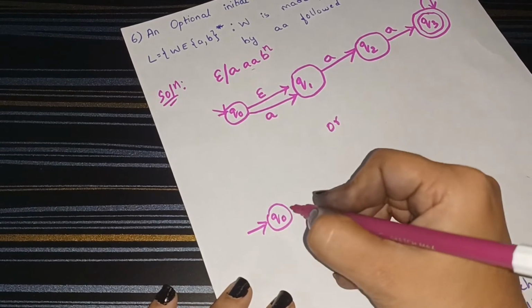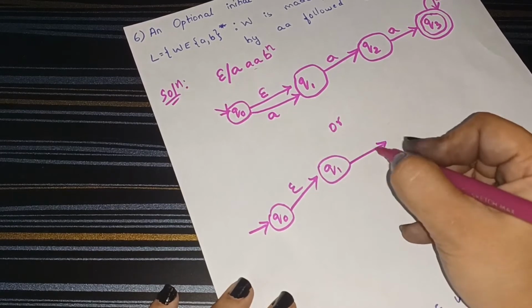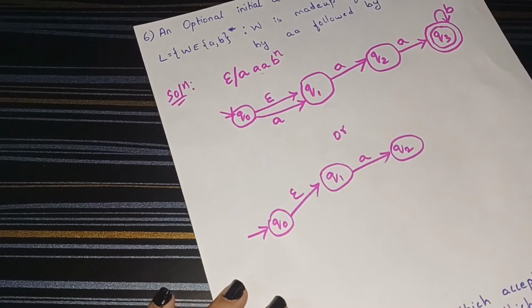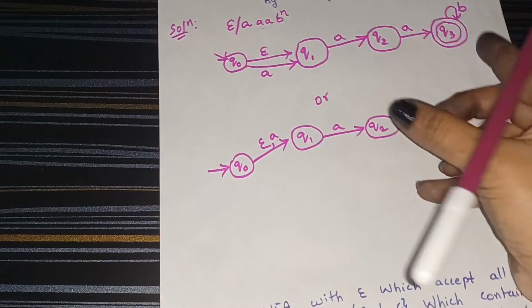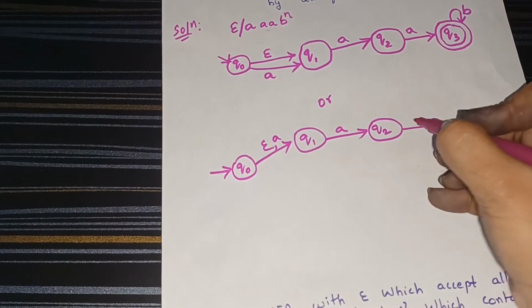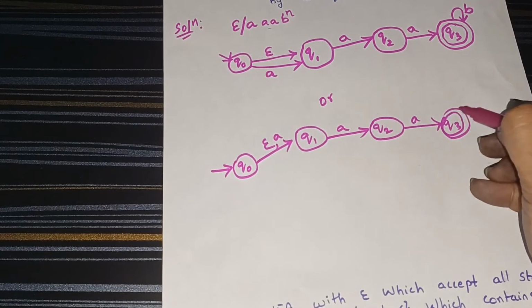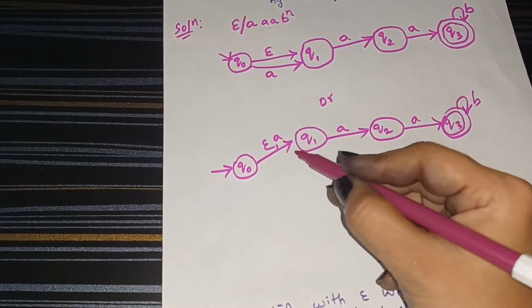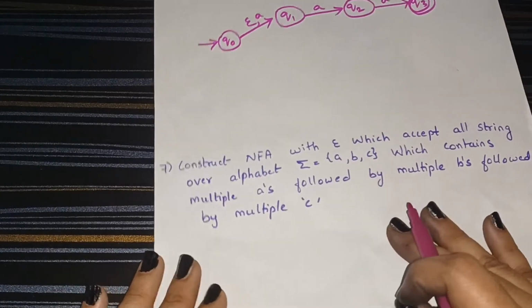So this is one type of solution. Another form of drawing this: q0, we can send epsilon, q1, a, q2, this a and this q3. So what is the difference? Here epsilon and a we can put on the same line, so it can take epsilon or it can take a, that means optional a is satisfied.